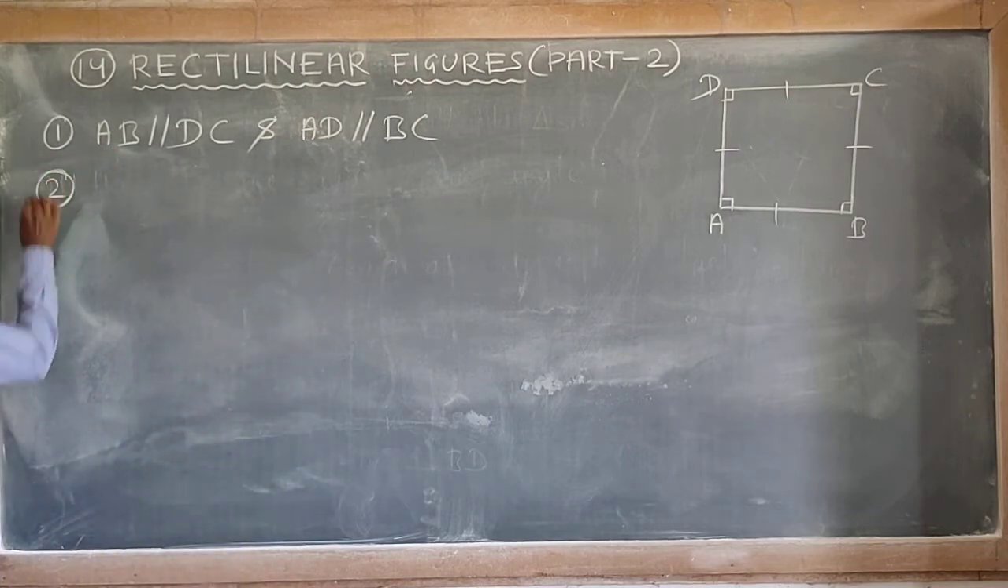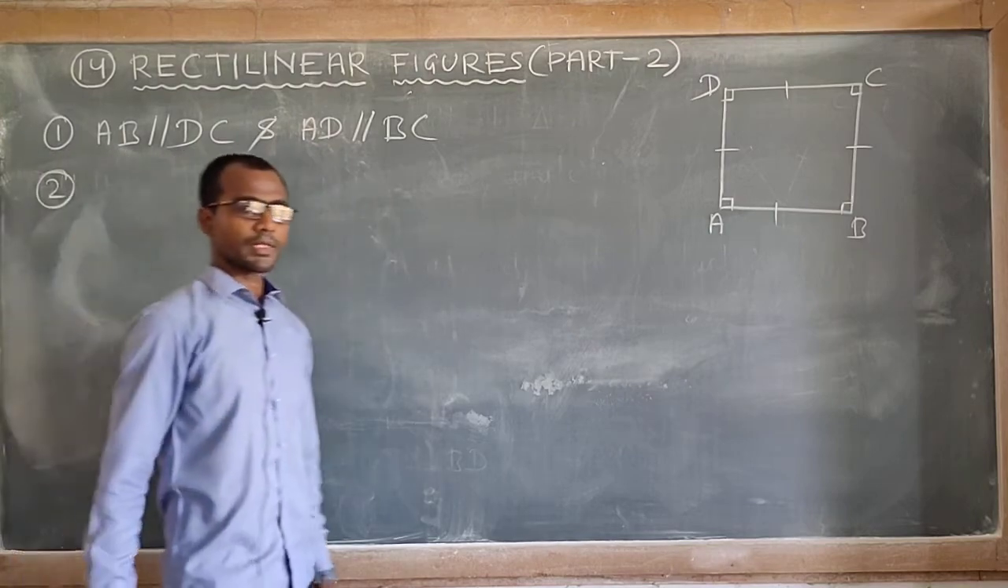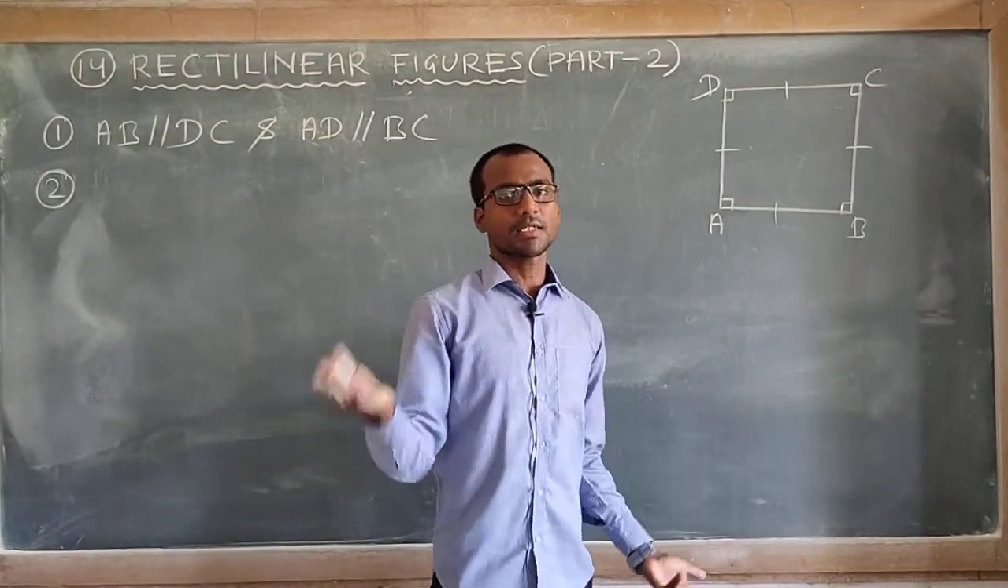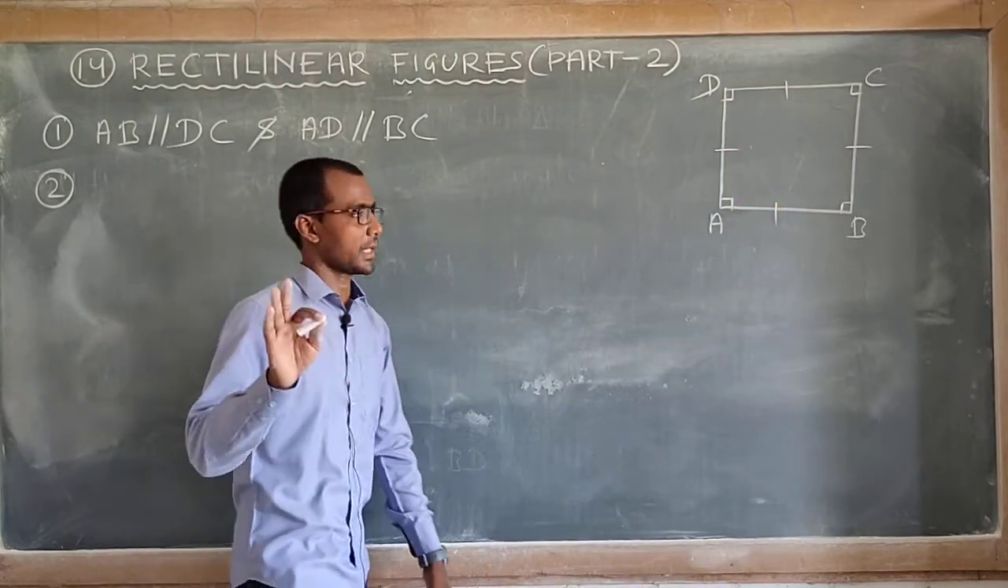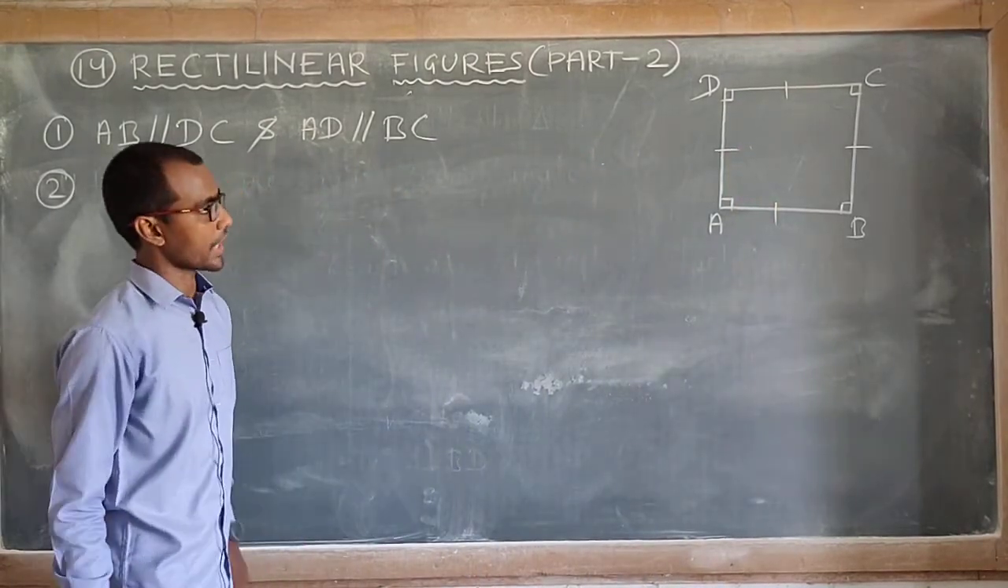Next property, we don't need to mention opposite angles are equal because each angle is 90 degree, all the angles are equal. See 90, 90, 90 degree. So we don't need to mention anything about angles. Now let's move to diagonal.